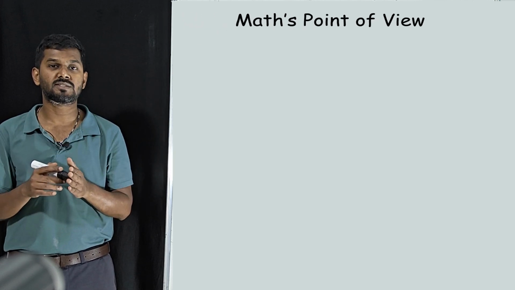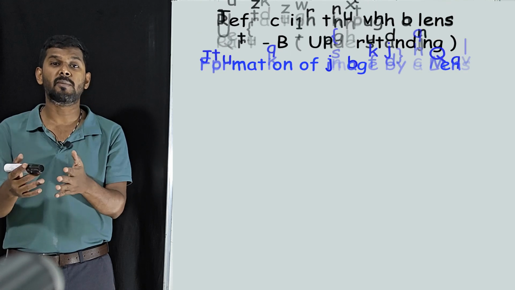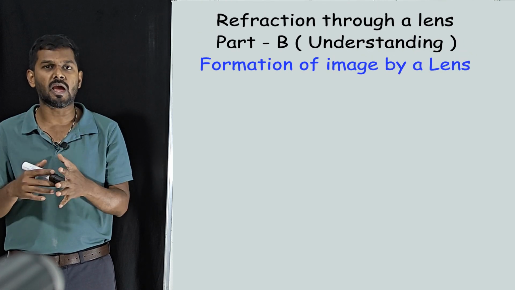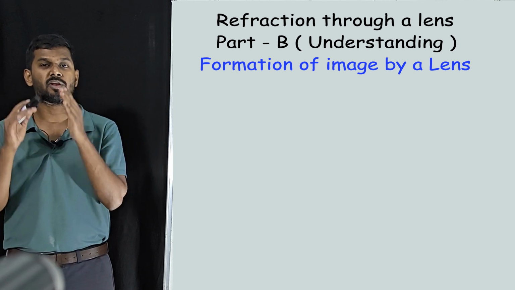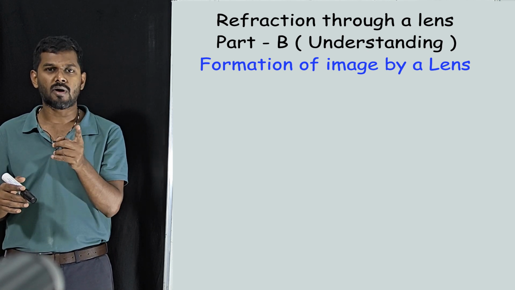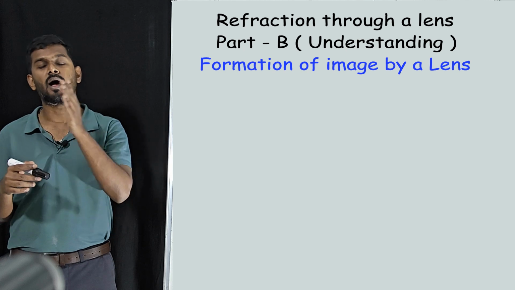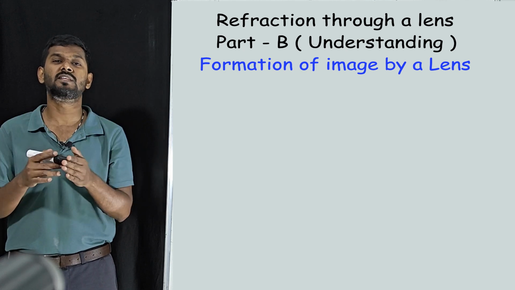Today we are going to understand the formation of image by a lens. This is part B of the chapter Refraction through a lens. So this chapter is very much important. Why? Because one question will be asked for either 3 mark or 4 mark, and that too easily you can get it.